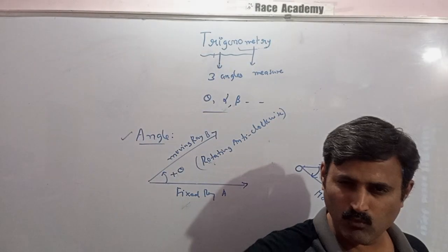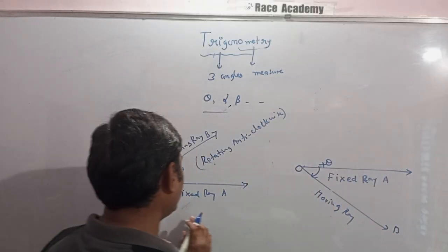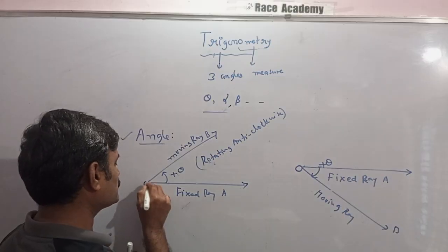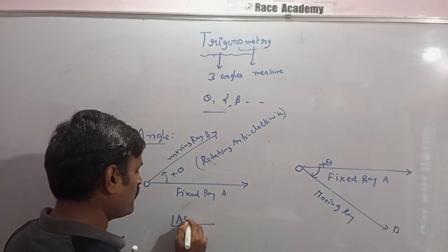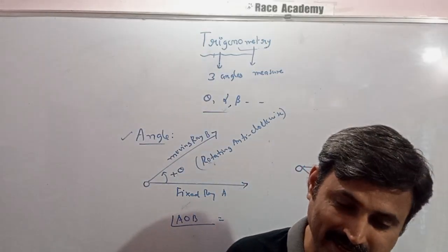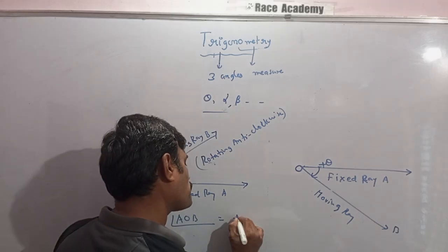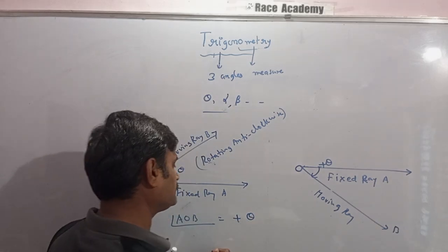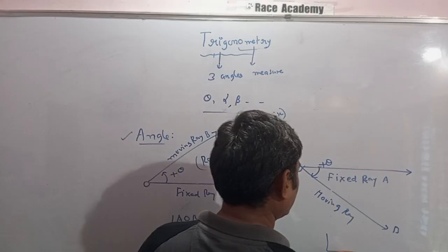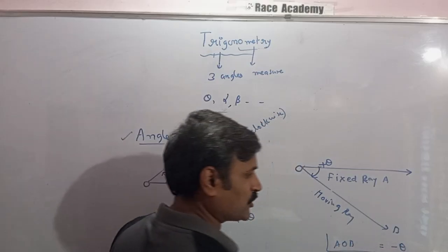Okay, so have you got complete clarity? Angle AOB here in this case, this is O. Angle AOB is what type of value? Positive value or negative value? Angle AOB is a positive value. Here angle AOB is a negative value.